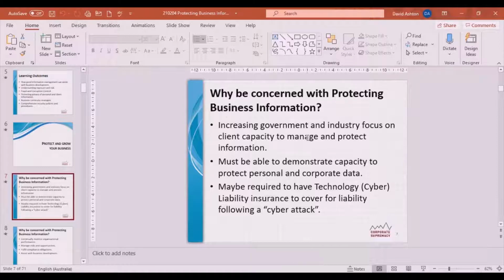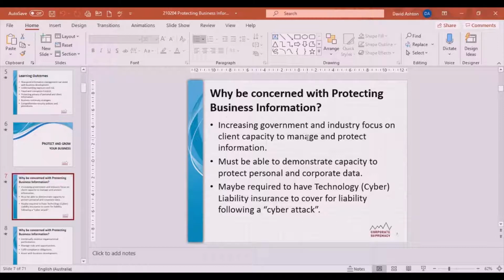So you must be able to demonstrate your capacity to protect personal and corporate data, your own business information. You wouldn't want your competitors getting access to your corporate information. You wouldn't want a leaking of personal details about your clients. So the whole idea of today is to look at some practical measures that you can put in place to protect your information and grow your business at the same time.